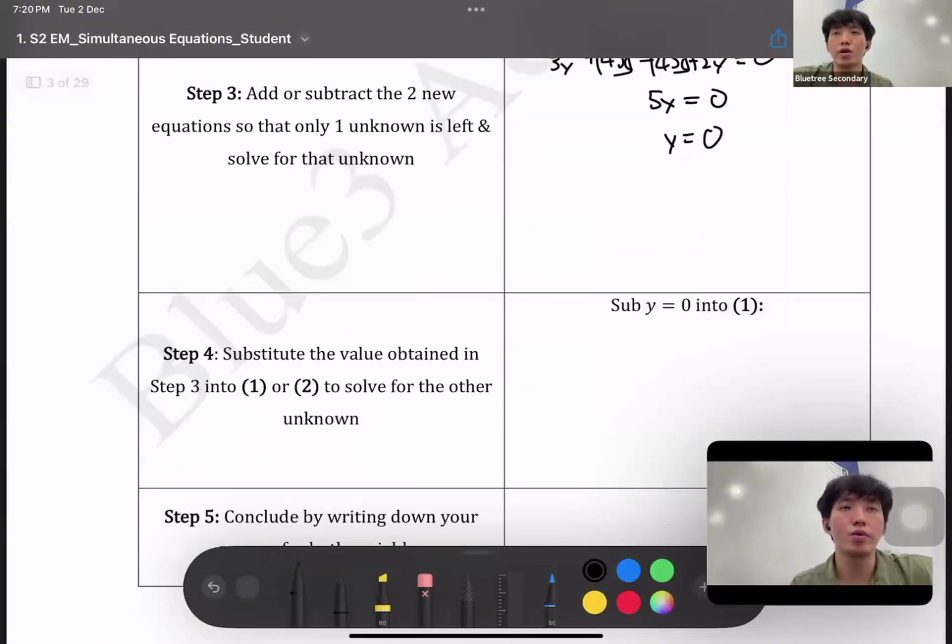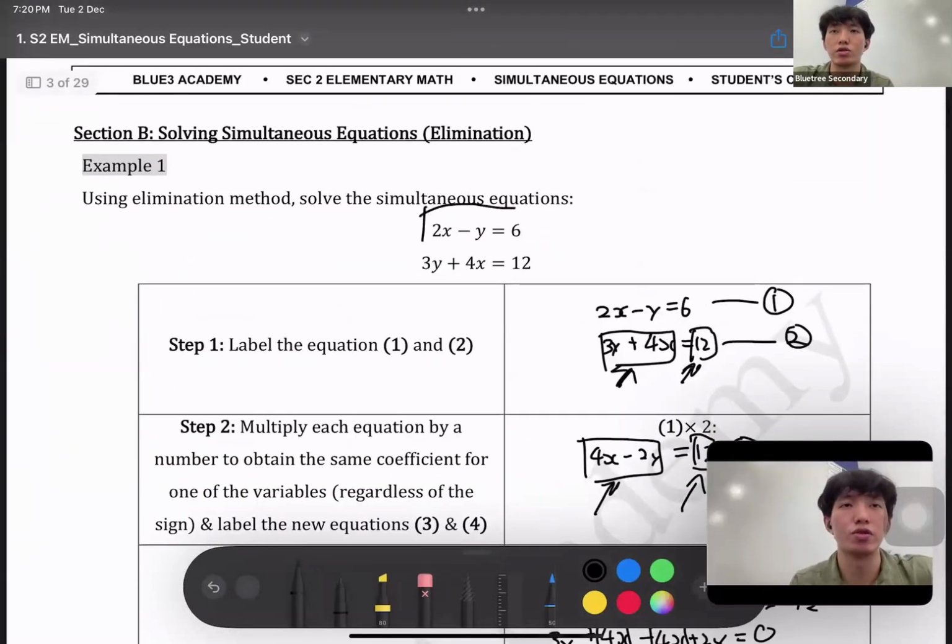Now that we have y equals 0, is that the final answer? One thing you realize is that we still have two variables in this equation. So how many things do we have to solve for? We have x and y, right? Can we just solve for y? No, we need to solve for both x and y.